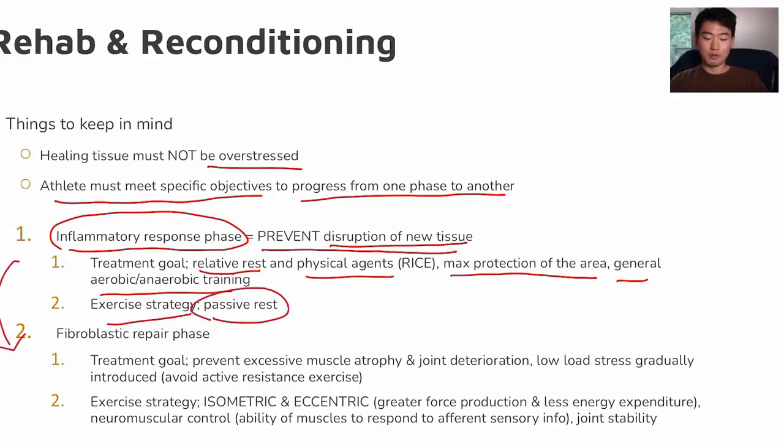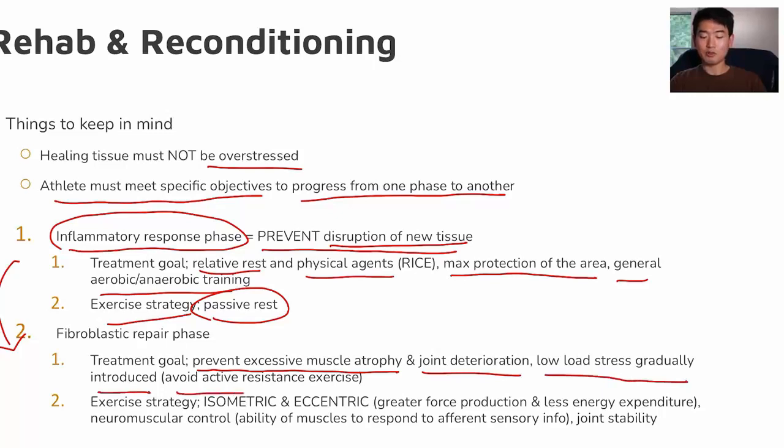Moving on to the fibroblastic repair phase. Now the treatment goal becomes a little more complicated, right? So you want to try to prevent excessive muscle atrophy because we don't want the athlete to return to their sport too late. So appropriate exercises is going to be important here. And you also want to try and keep the joint from deteriorating too much because what's not used gets atrophied. Low load stress gradually introduced.